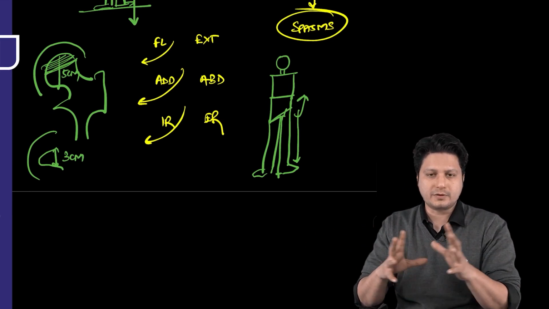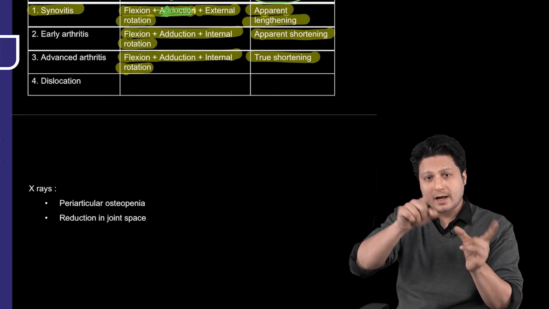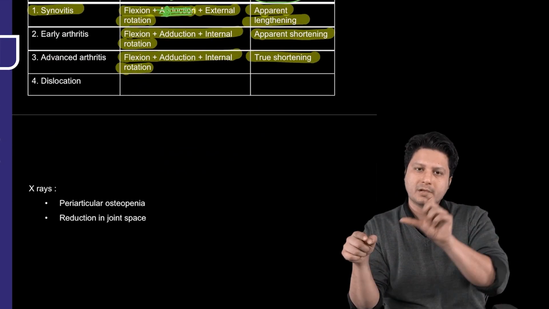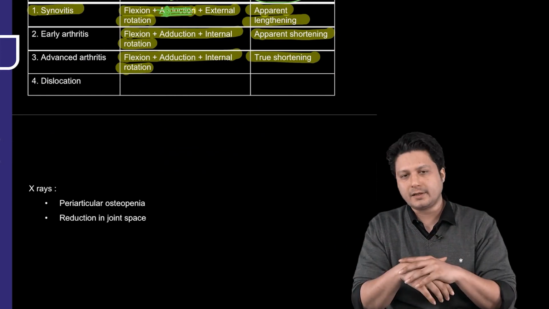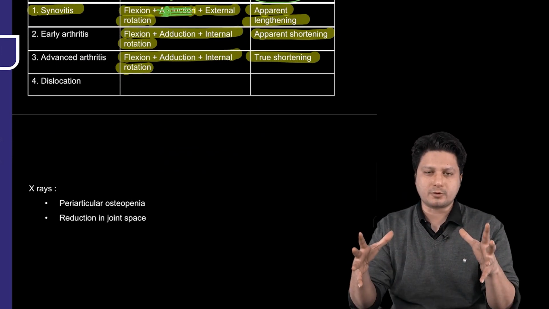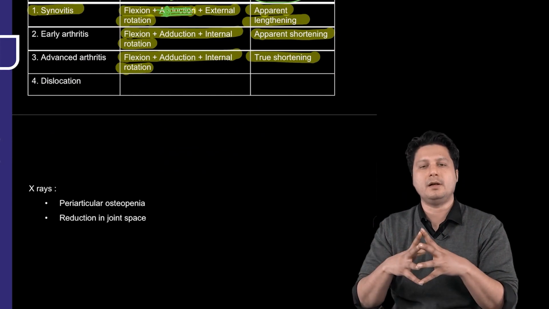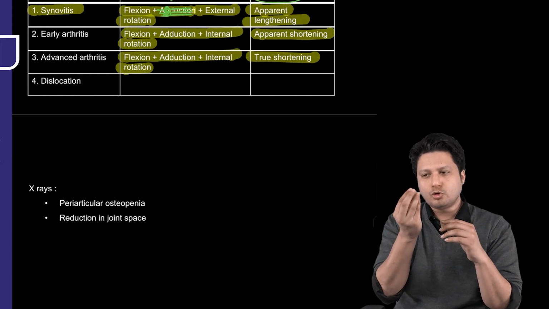So this is how the advanced arthritis is different from the early arthritic stage. Hopefully everything is clear related to this particular topic. And finally, what will happen when the head of the femur will remain too small?